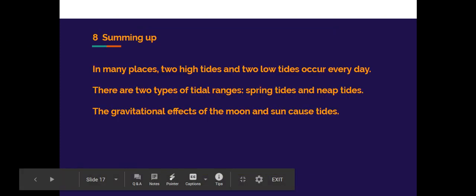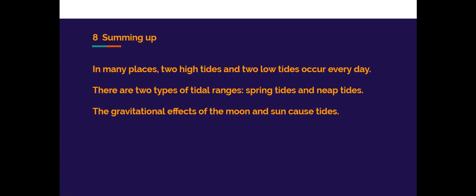So, summing up, in many places, 2 high tides and 2 low tides occur every day. There are 2 types of tidal ranges, spring tides and neap tides. Spring tides are the highest range. You're going to have the highest tides at spring tides. Neap tides, you're still going to have high tides, but it's not going to be that big dramatic range. Gravitational effects of the moon and sun cause tides.